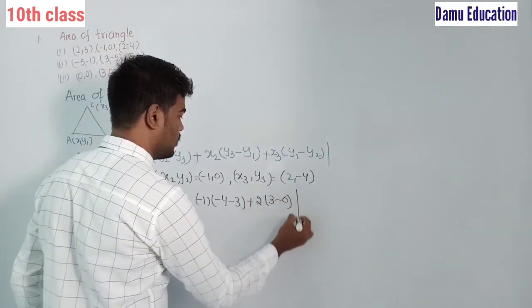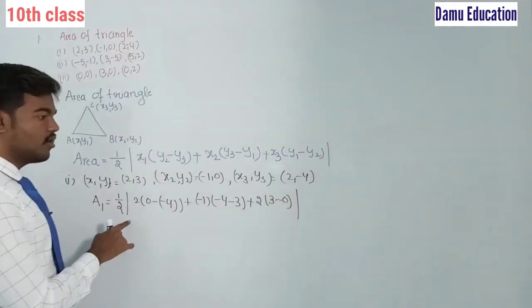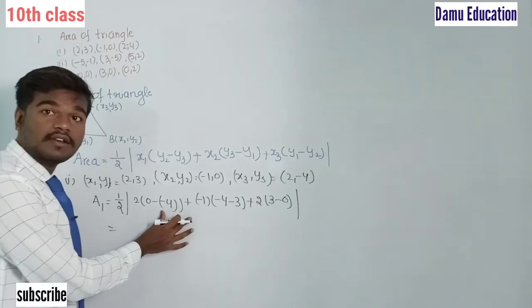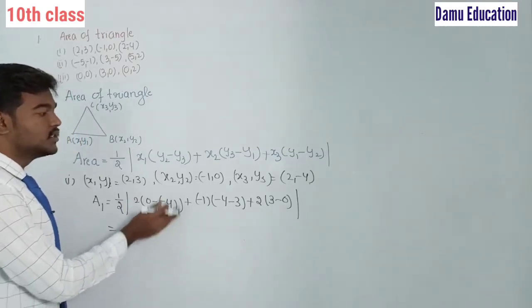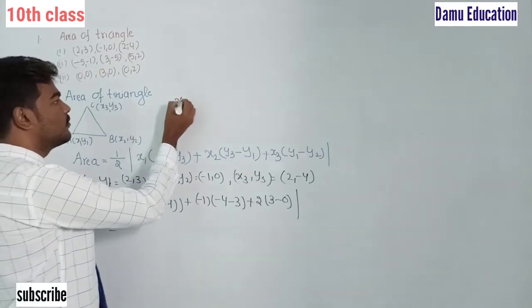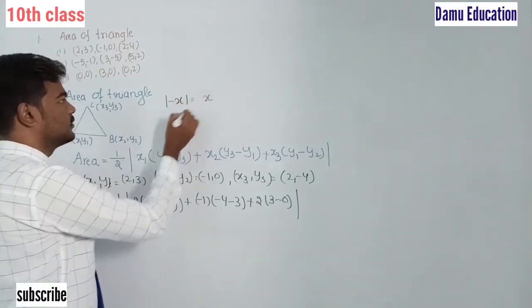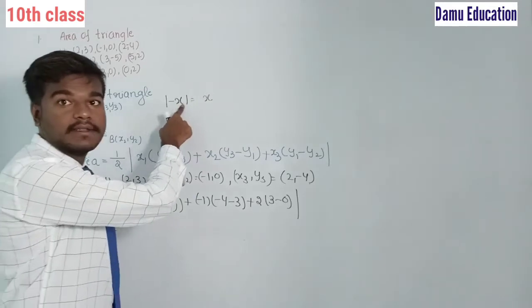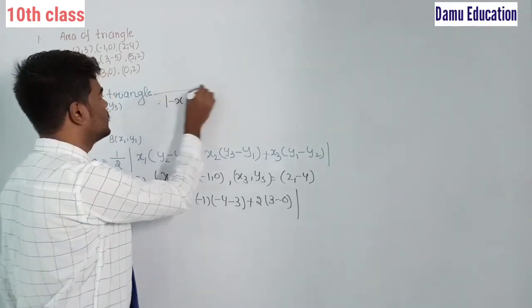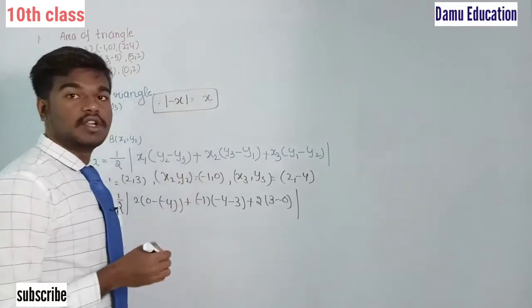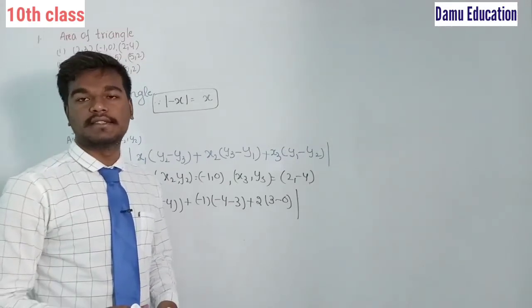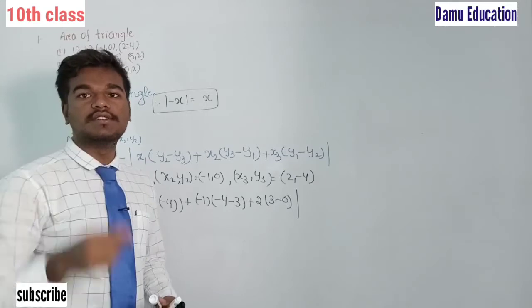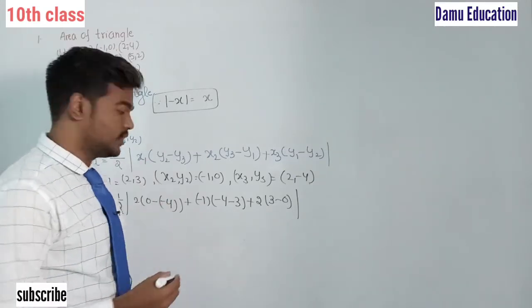So what is the meaning of this modulus? If you get any negative value, it will become positive. So modulus of minus x will be equal to x. This condition we should remember. So modulus of minus 5 will be equal to 5, modulus of minus 6, whatever it is. All these negatives will become positives.